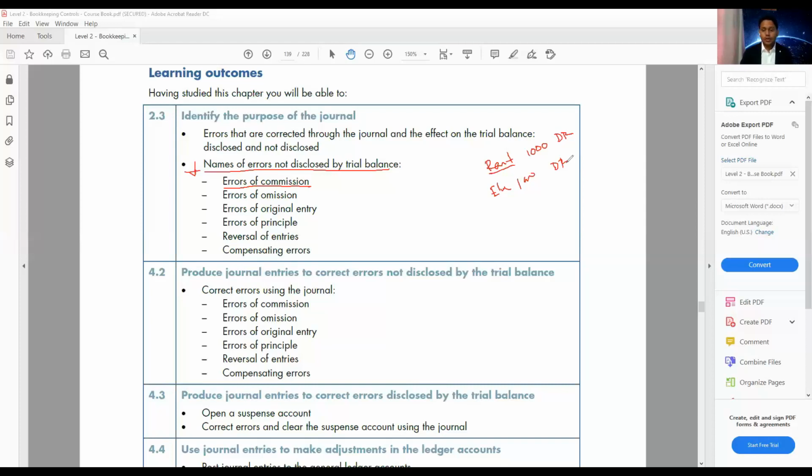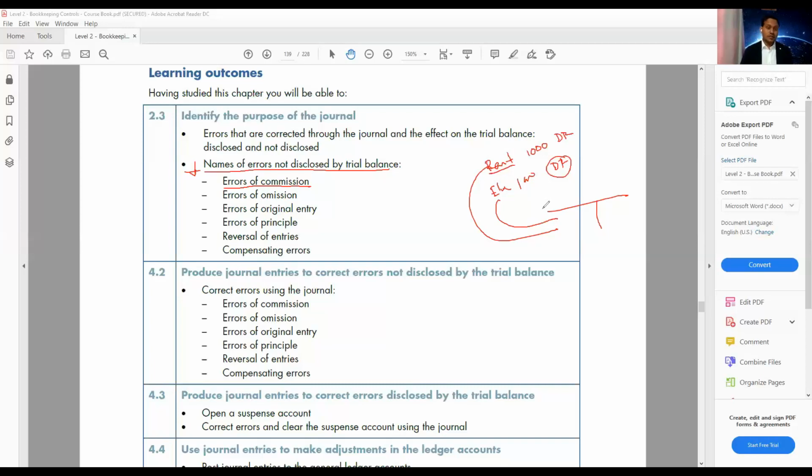Now both go to the trial balance on the debit side. Even if I take the rent, it will come here. If I take the electricity, it will still come here on the debit side. So my trial balance will have no impact. My trial balance will be matched, but I have chosen the wrong account because this amount belongs to rent. So 1,000 pounds I paid for rent, but mistakenly I wrote electricity.